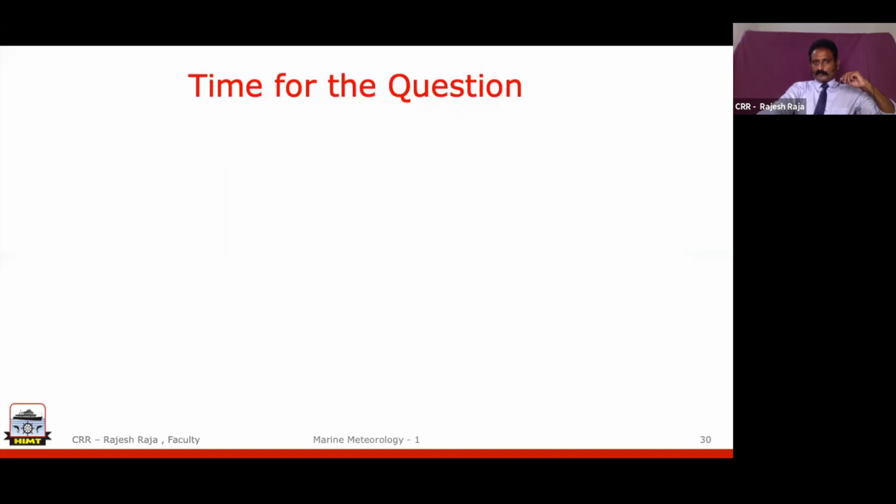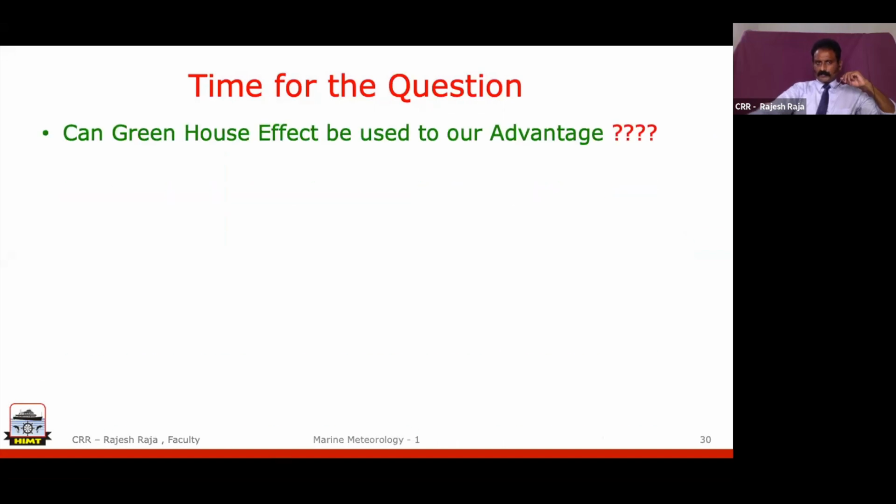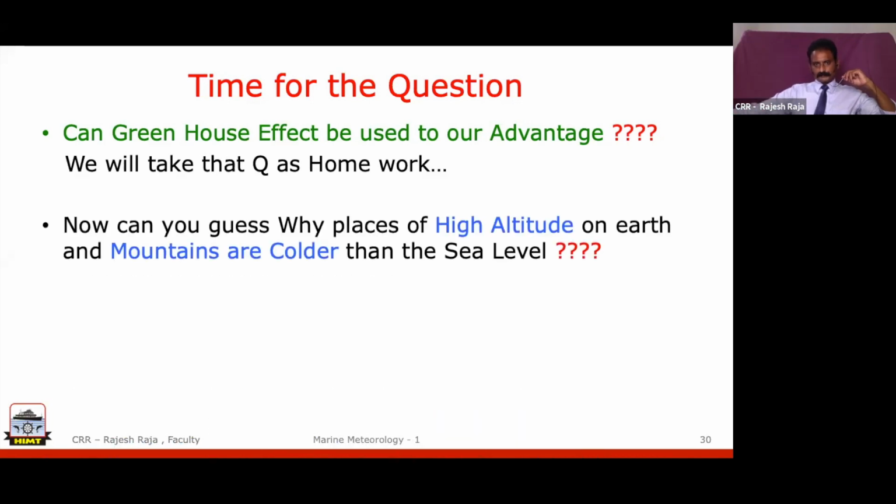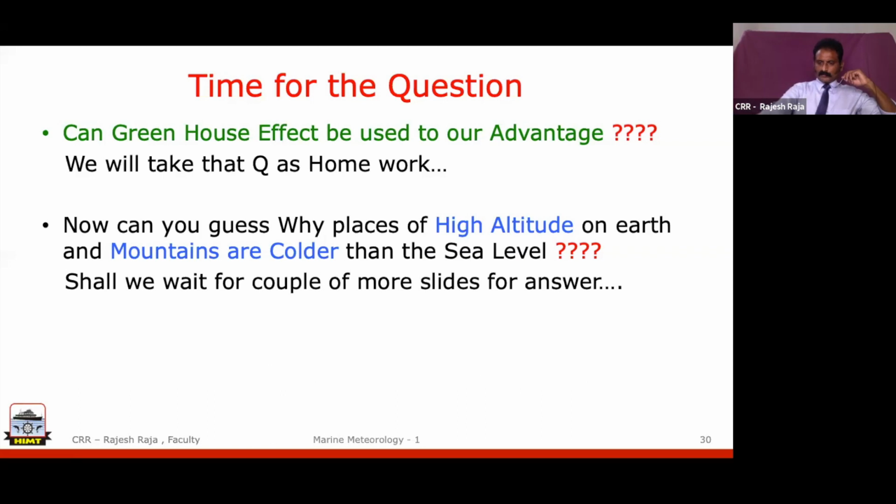Now, a small question. Can the greenhouse effect be used to our advantage? I will leave it for you. Think about it until later. We'll take that as homework. Can you guess why places of high altitude and mountains are colder than sea level? That we'll look into in the coming slides. A couple more slides, I'm sorry.